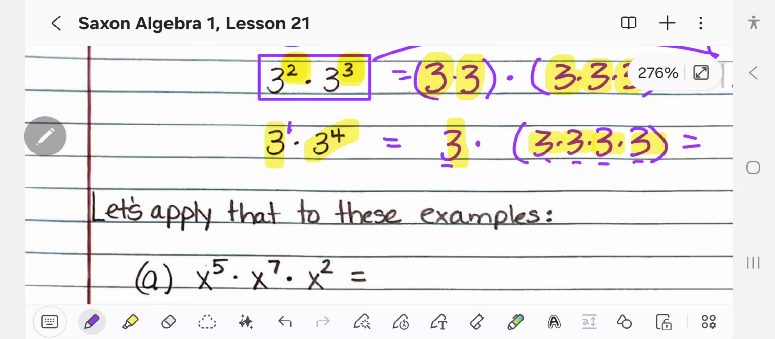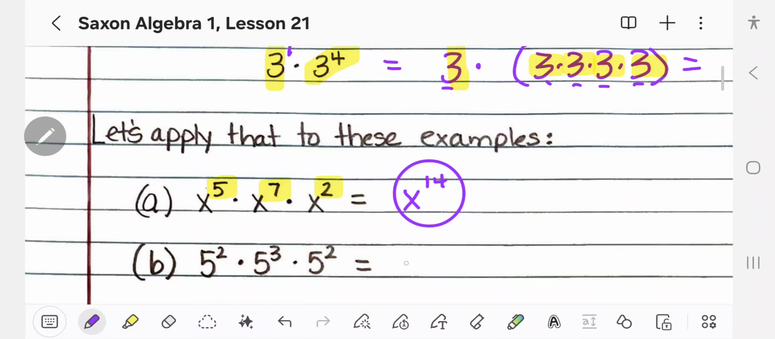So let's look at A. If I have x to the 5th times x to the 7th times x squared, I could write all those out. I would write 5 x's all multiplied by each other, 7 more, and then 2 more. So the shortcut would be, I know with all of them I'm multiplying x, because that's the base for all of them. That's the only factor we have. And I can see that I've got 5 of them plus 7 more plus 2 more. So 5 plus 7 is 12 plus 2 is 14. I'm going to end up with 14 x's all being multiplied by each other.